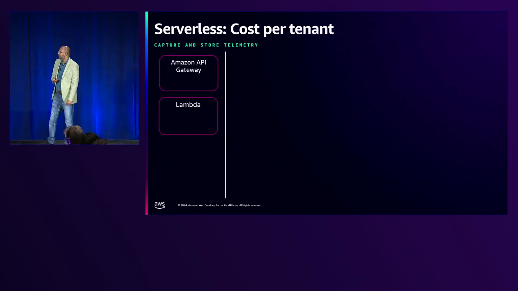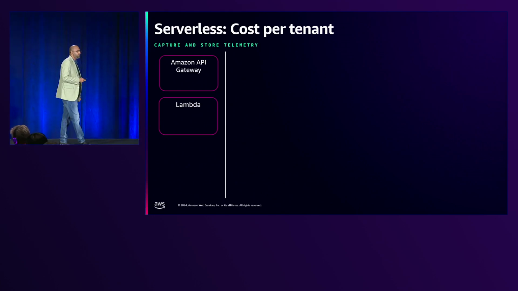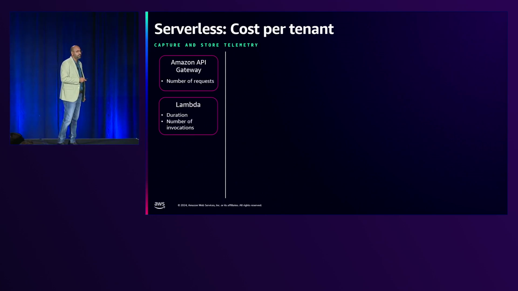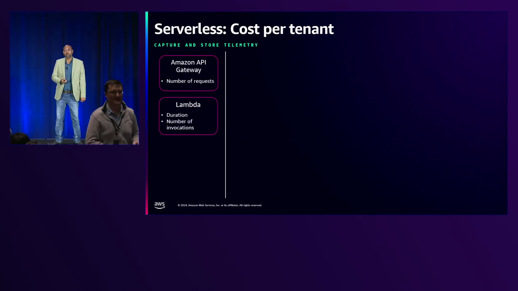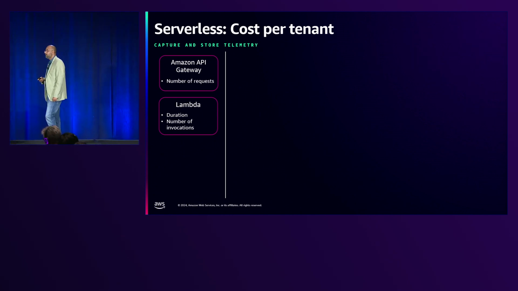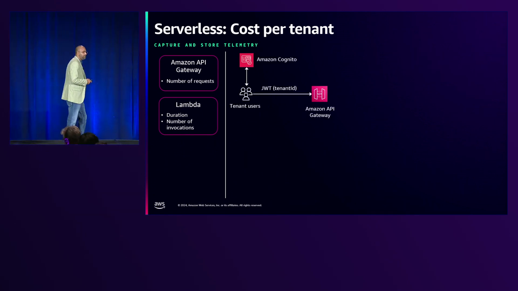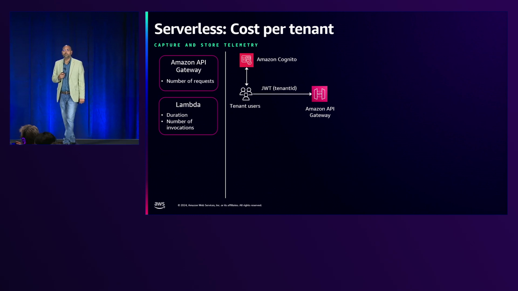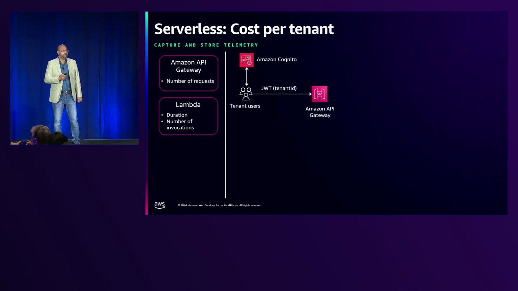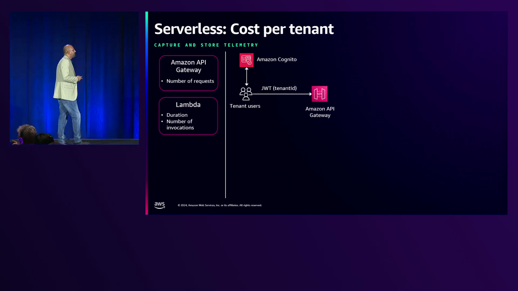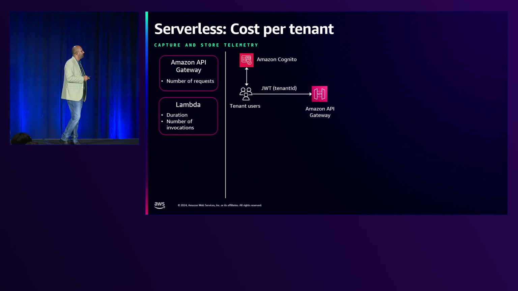So, how does it look architecturally? For example, we want to capture the metrics for API Gateway, where how many requests have been served for respective tenants, or even for Lambda, how many Lambda invocations have happened and for what duration. This will give us a fair understanding of what the cost consumption is for respective tenants. So how will it be architecturally built?